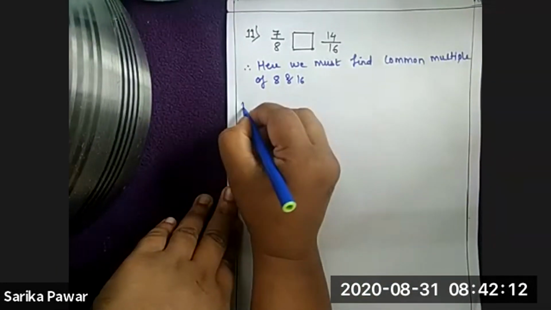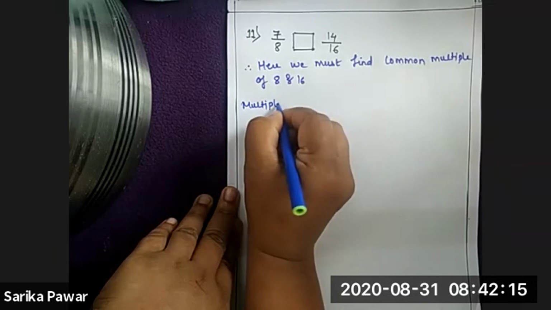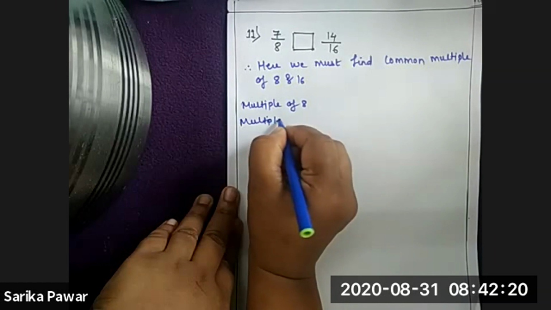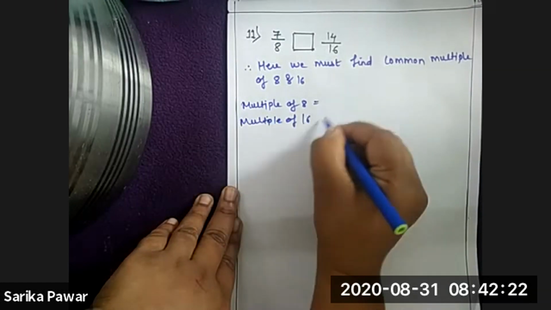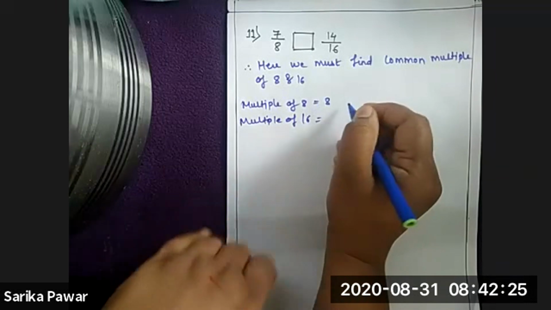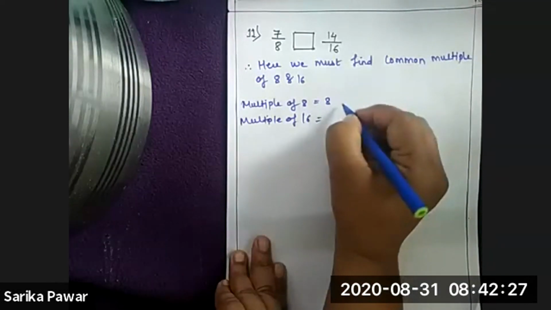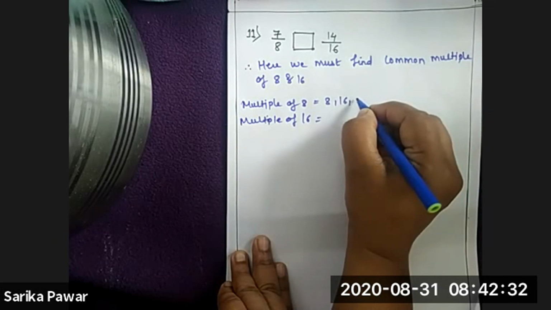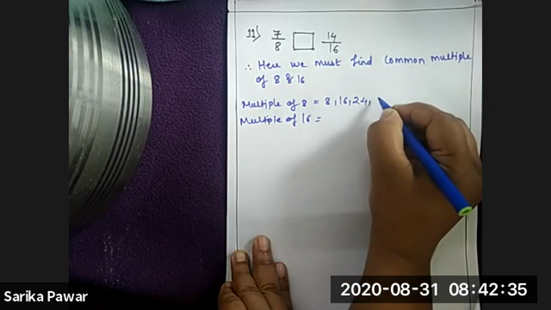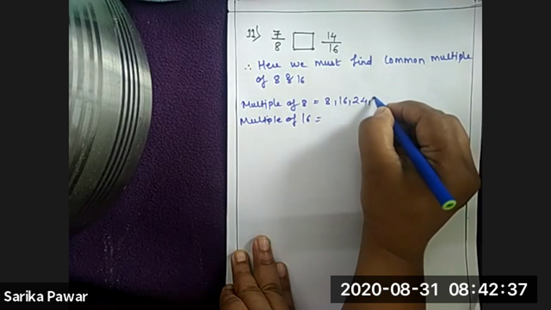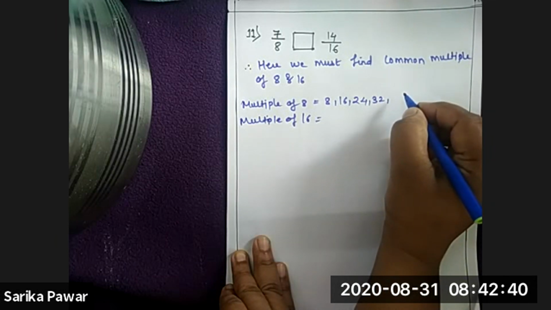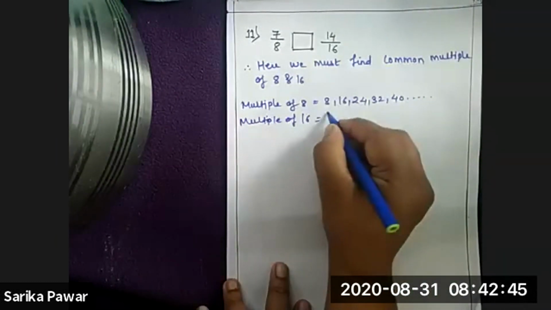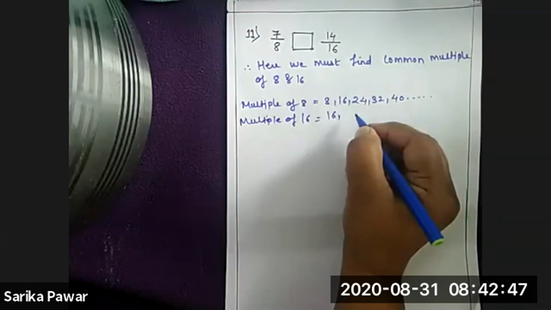Now what will you do? You will write the table here: multiples of 8 and multiples of 16. Okay. Now table 8: 8 1s are 8, 8 2s are 16, 8 3s are 24, very good. 8 4s are 32, very good. 8 5s are 40, very good. Like that you can write a table. Now tell me the table of 16. If you remember, you can tell me.